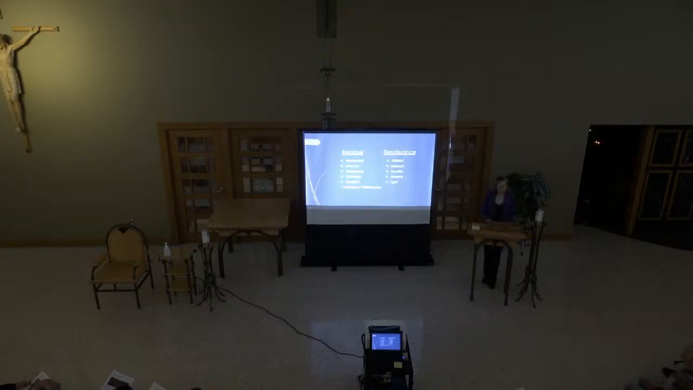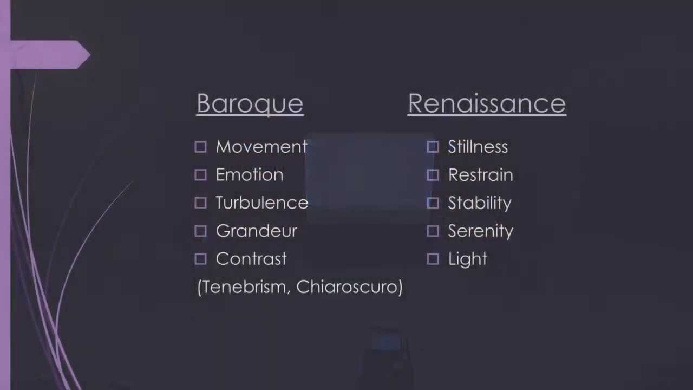I will now highlight five of many aspects where Baroque artists rejected Renaissance convention. They began to create art that projected movement rather than stillness, emotion rather than restraint, turbulence rather than stability, a sense of grandeur rather than serenity, and implemented the new techniques of tenebrism and chiaroscuro to enhance contrast and atmosphere, rather than light across the whole work of art.